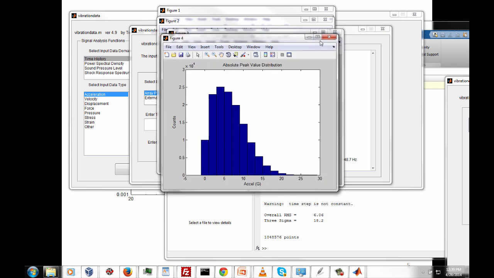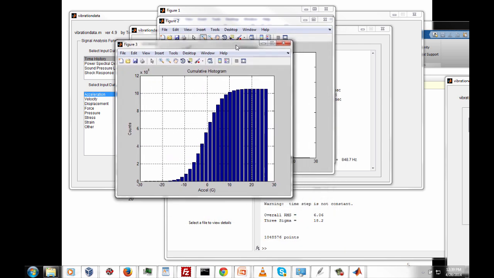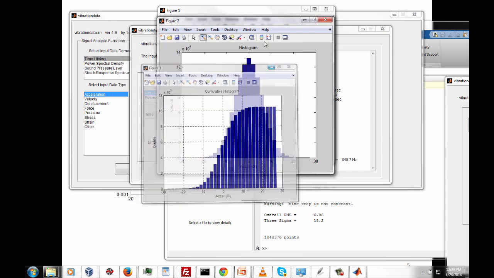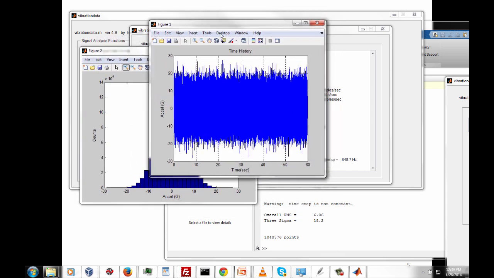Okay, this is the absolute peak value distribution. We're more concerned about doing this one for responses than for inputs. Then the cumulative histogram, and here's the bell curve histogram again.